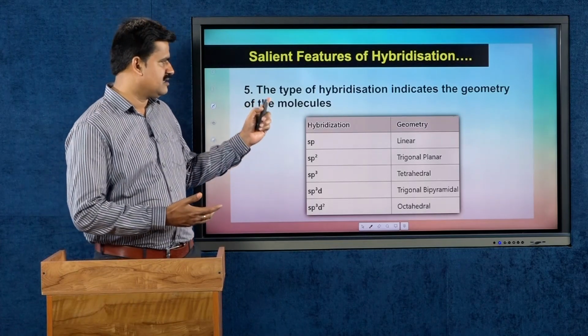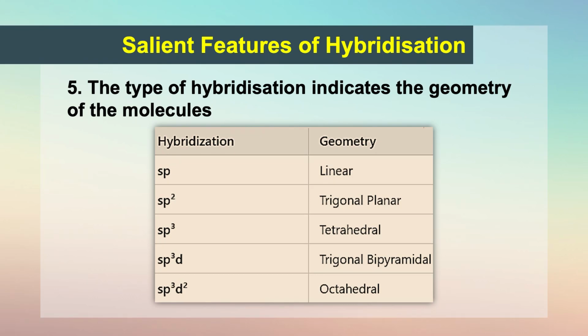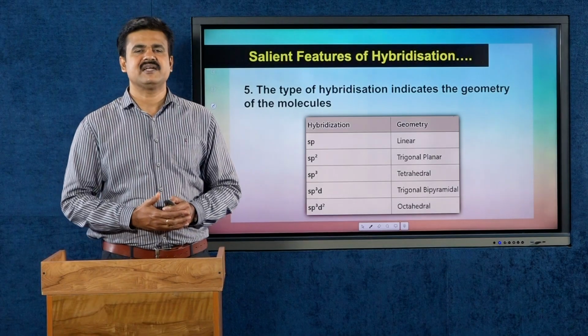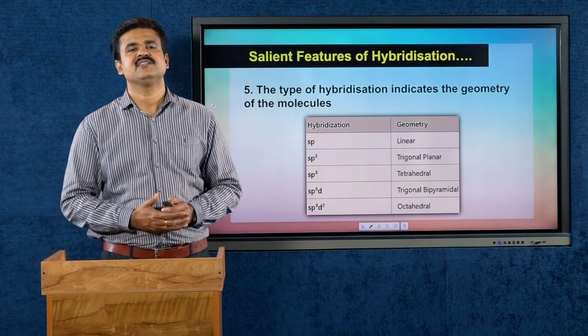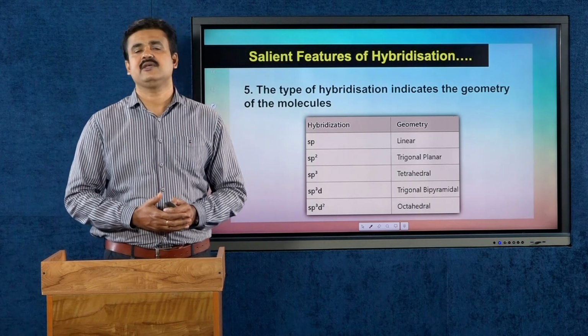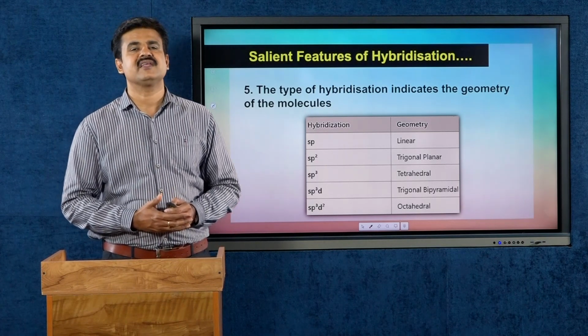So, the chart represents hybridization in the first column and geometry in the second column. It is very well clear that sp hybridization implies linear geometry, sp2 hybridization leads to trigonal planar geometry, sp3 hybridization leads to tetrahedral geometry, sp3d hybridization leads to trigonal bipyramidal geometry, and finally sp3d2 hybridization leads to octahedral geometry. So, hybridization has a close connection with the geometry of the molecule, or the geometry of a molecule is determined by the hybridization.